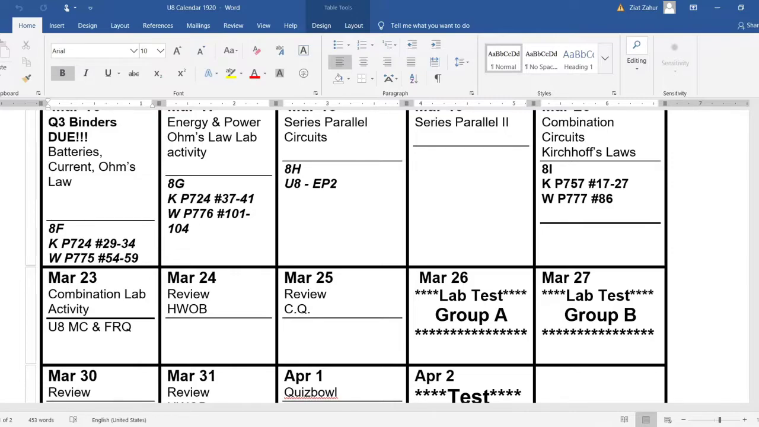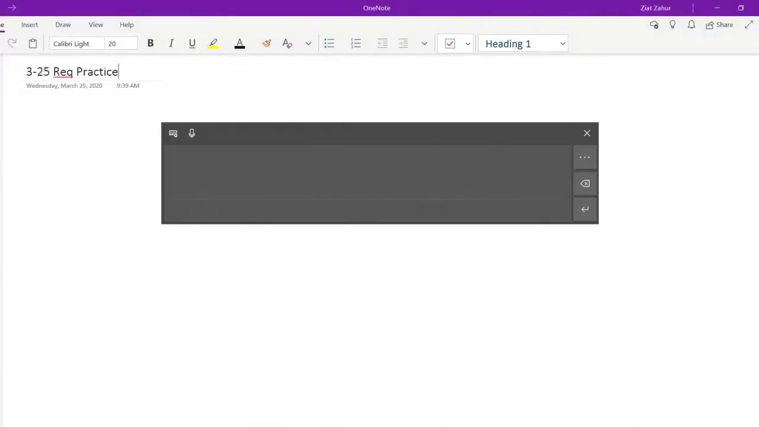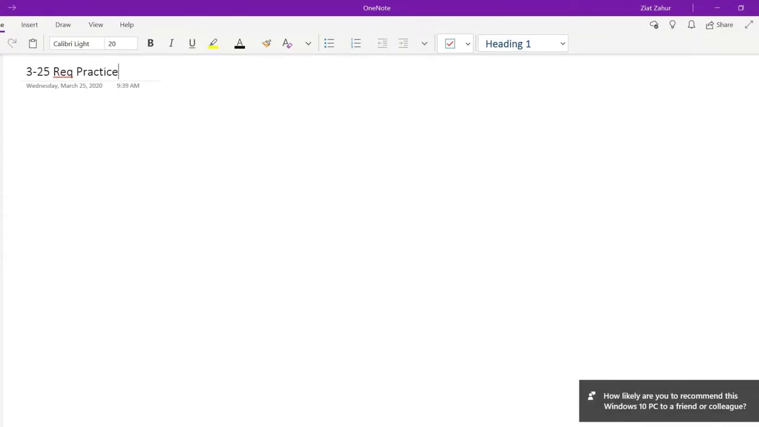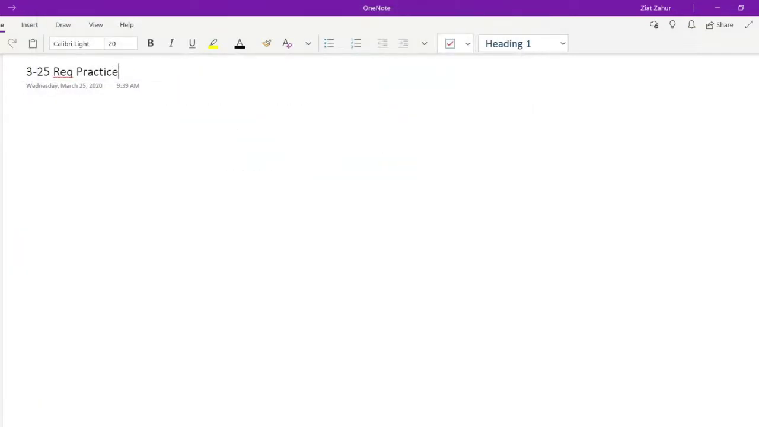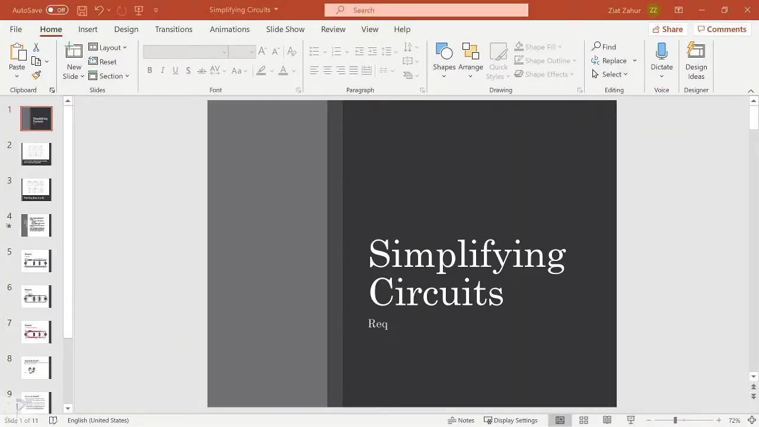All right. So let me move this out of the way. There we go. Req Practice. We were looking at basically the second circuits PowerPoint, which is simplifying circuits. It looks slightly different because I was playing around with the design today, but yours should be just blank and no design, just white with black text. But it's the same one. It's the second circuit PowerPoint.